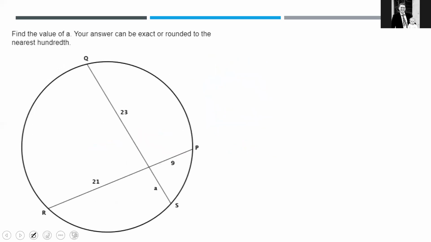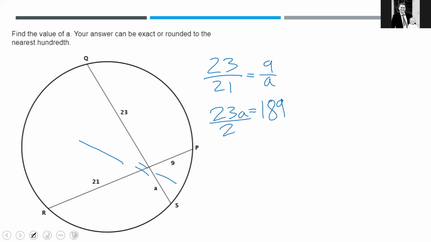Let's do another. Okay, so again, our formula, our ratios are going to be set up for us. 23 over 21 equals 9 over A. Again, we'll cross multiply, so 23A is going to be equal to 9 times 21, which is 189. Divide by 23 on both sides. And we'll get A, which in this case is 8.217391, all that stuff.